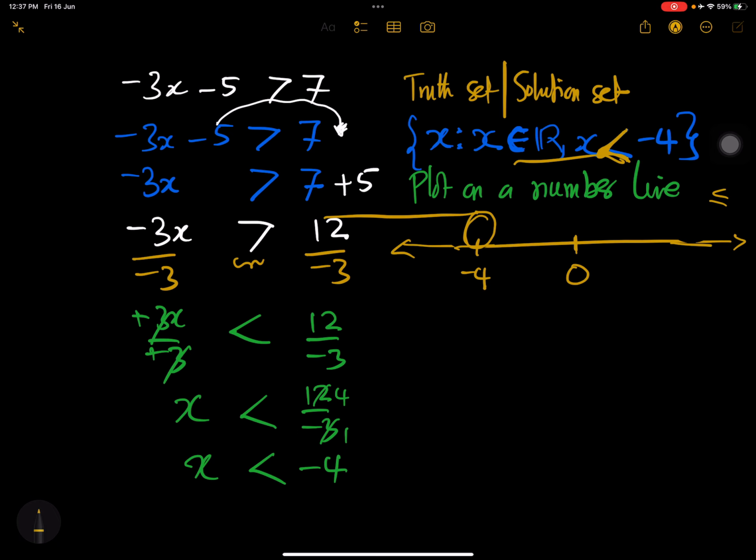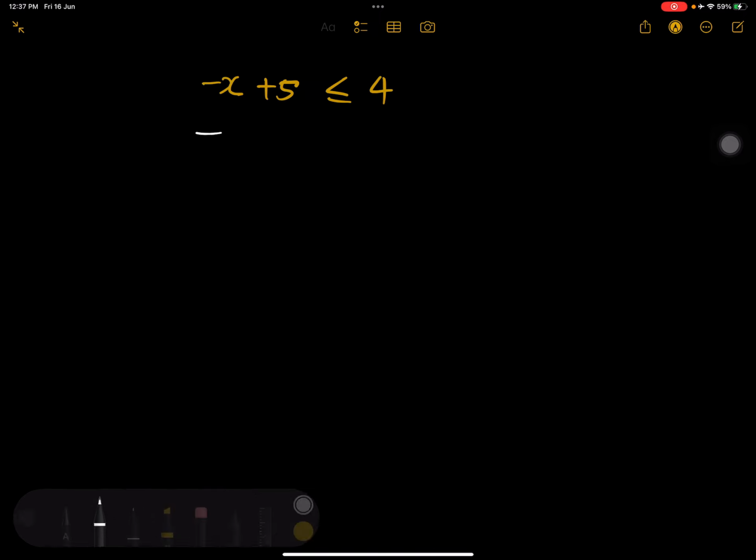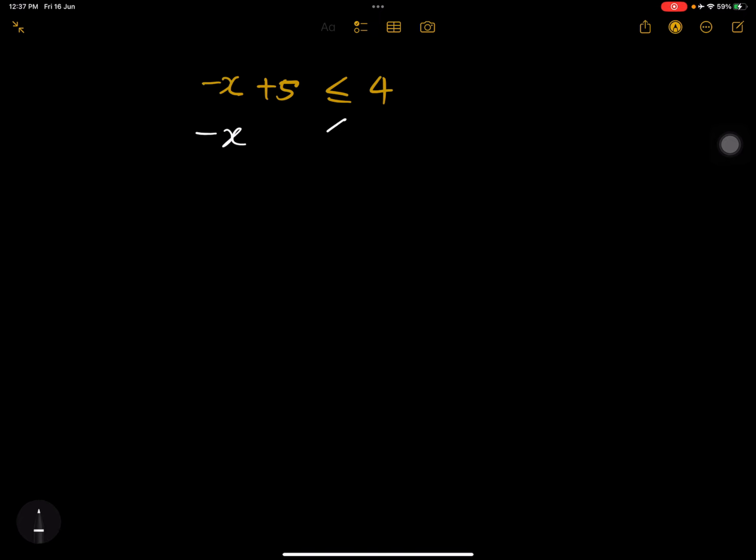I want us to look at another example. Let's look at another beautiful example. Let's imagine that we have -x plus 5 less than or equal to, let's say, 4. Okay, what we're going to do is to rearrange. We're going to have negative x less than or equal to 4, and this needs to move here. If it moves in here, the positive sign needs to be -5.